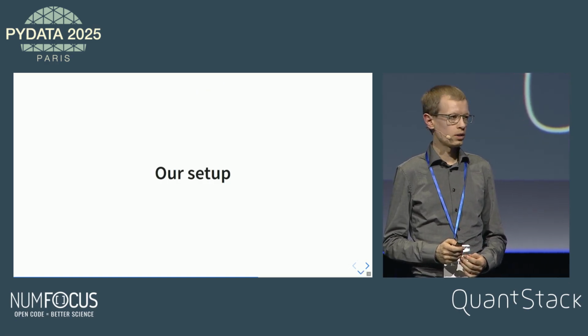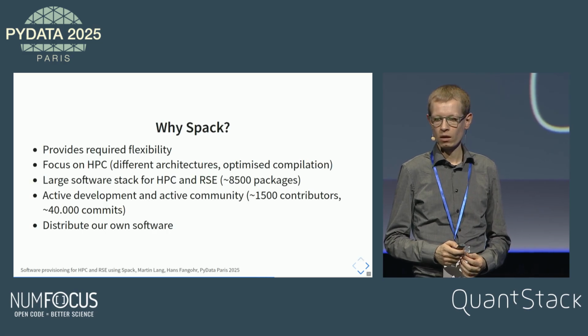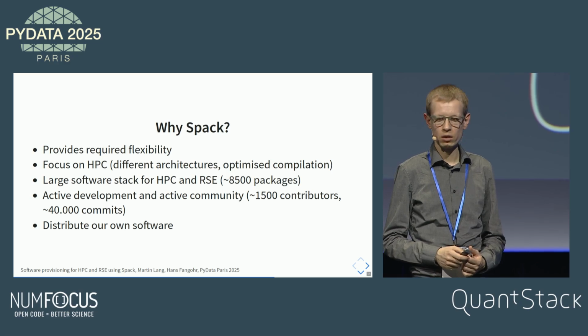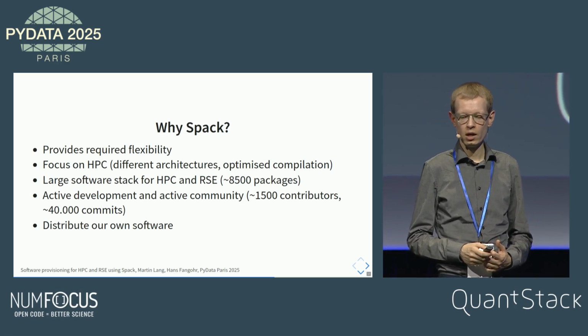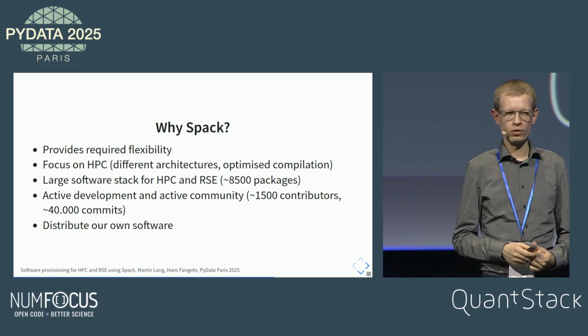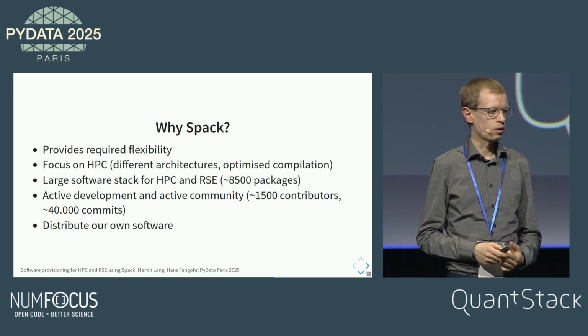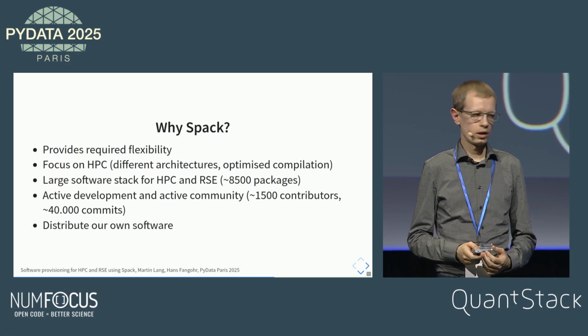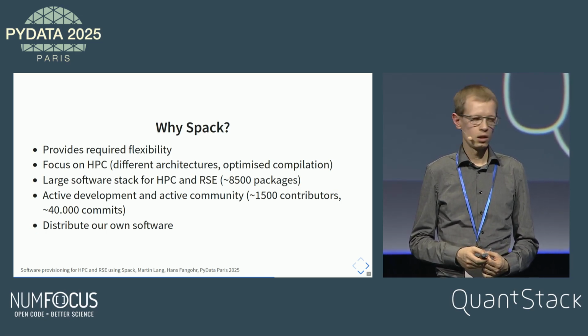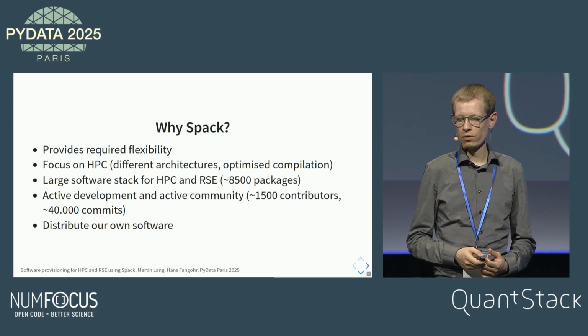Moving on to our setup. First of all, why did we choose Spack? Most importantly, it provides the required flexibility. It has a strong focus on HPC, so it provides support for different architectures. We can, for example, compile on PowerPCs. We can compile optimized for different microarchitectures. It has a large stack of relevant software.